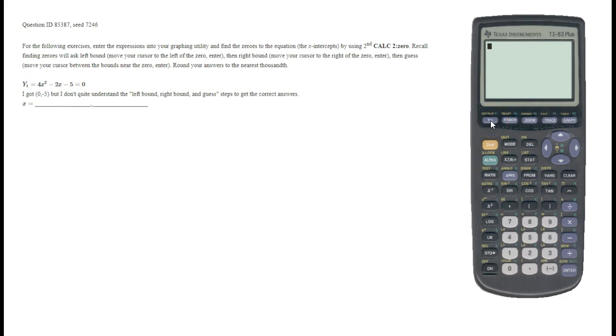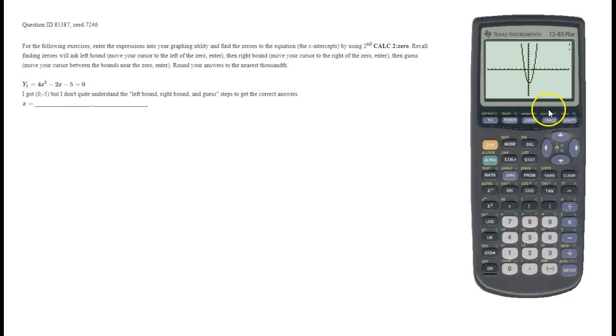So I'm going to go to y equals, and you can see I've typed it in, 4x squared minus 2x minus 5, and you just use your keyboard to type it in. Let me just go ahead and do it. 4x squared minus 2x minus 5. Alright, so we have it in. Now I'm going to graph it.